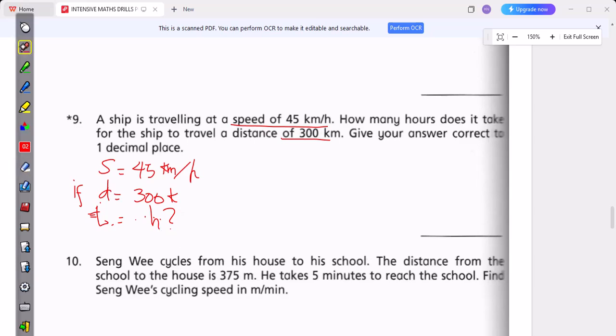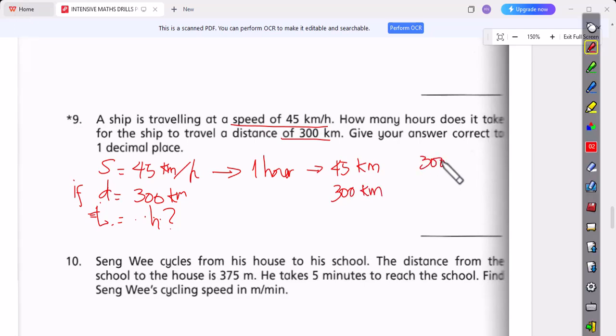Okay, let's use this information. From the first information, the speed is 45 kilometer per hour. It means in 1 hour, the ship can travel 45 kilometer. So how about if the ship travels 300 kilometer? It means we have to divide 300 by 45.